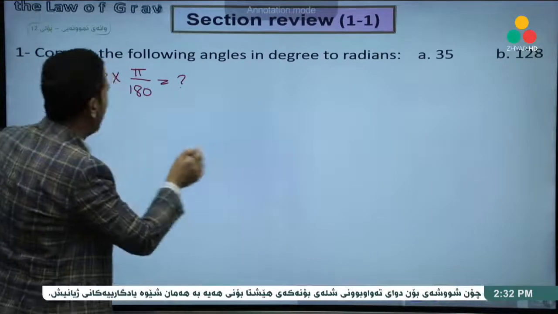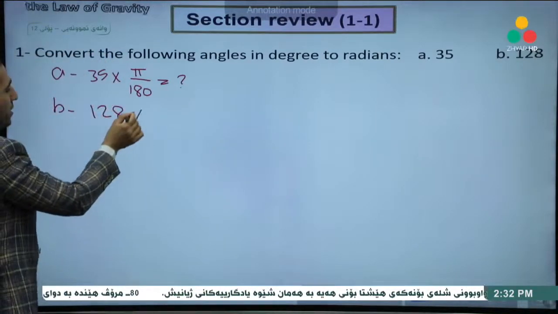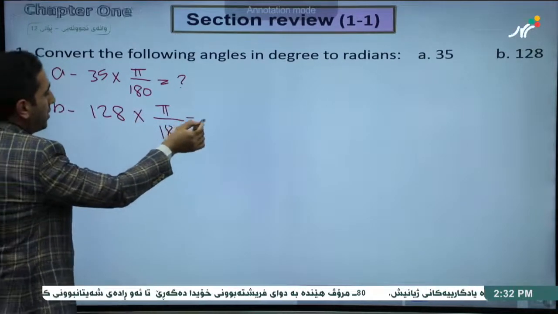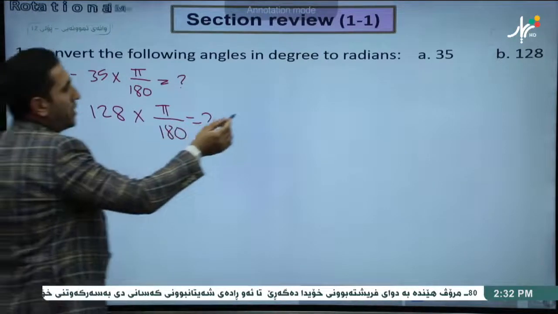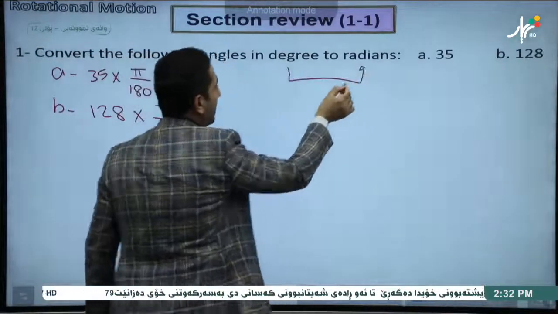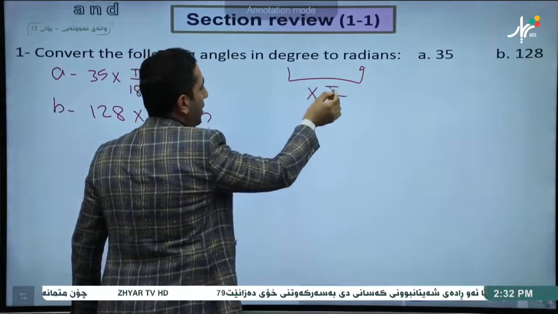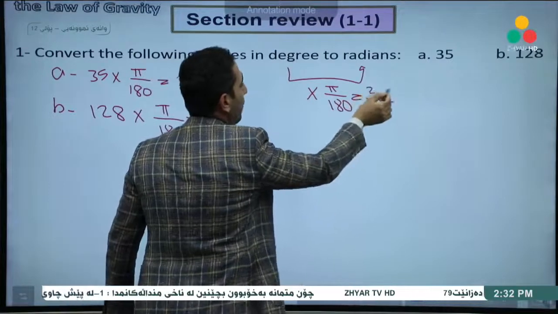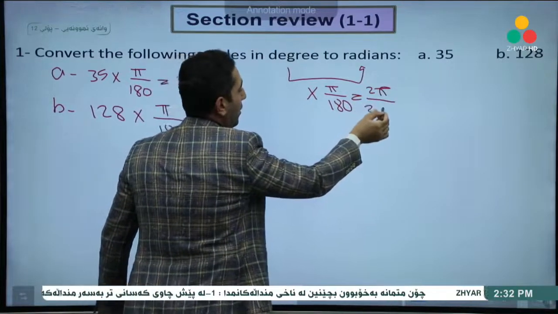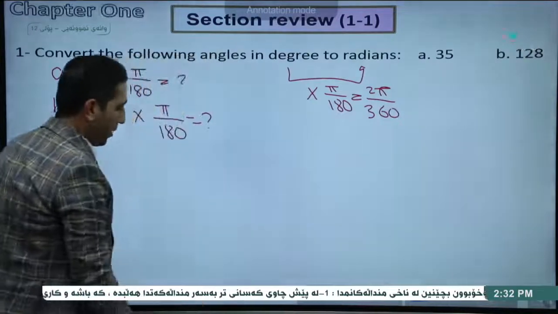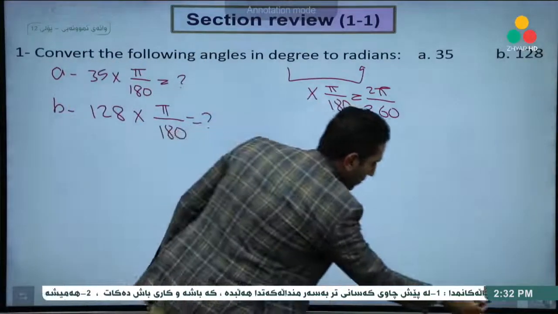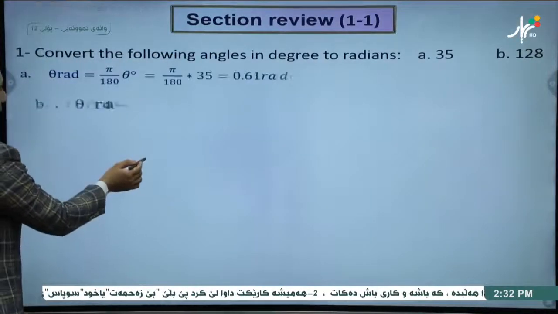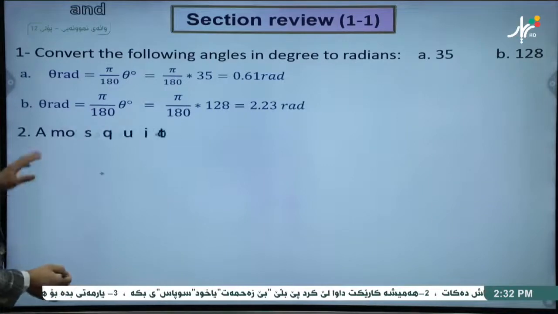B, we have 128 times again pi over 180 is equal to some number. Degrees to radians, times pi over 180, or 2 pi over 360, no difference between them. That is it, and now we have question number 2.